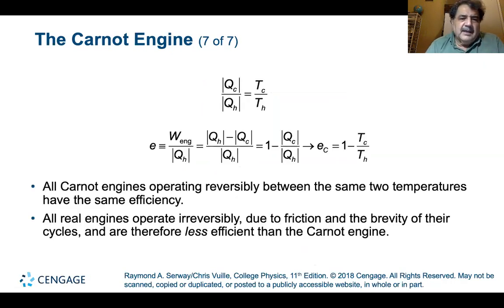The efficiency is 1 minus T cold divided by T hot. All Carnot engines operating reversibly between the same two temperatures have the same efficiency. All real engines operate irreversibly due to friction and the brevity of their cycles, and are therefore less efficient than the Carnot engine.